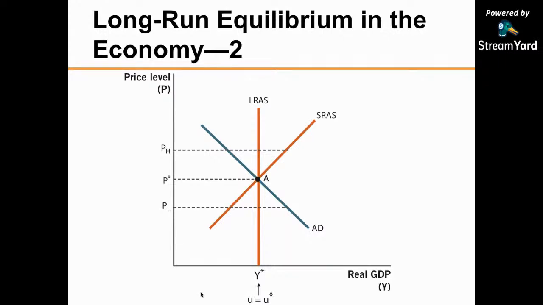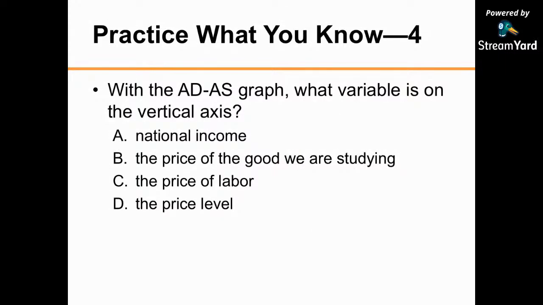The reason being, now we're going to practice what you know. With the aggregate demand and aggregate supply graph, what variable is on the vertical axis? Very good. The correct answer is D, the price level. So that one is really just in there to make me feel better and let me know that you guys are listening. So thank you so much for listening to me.